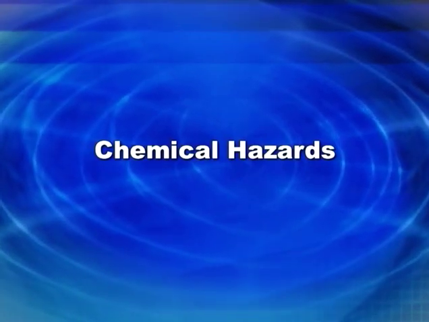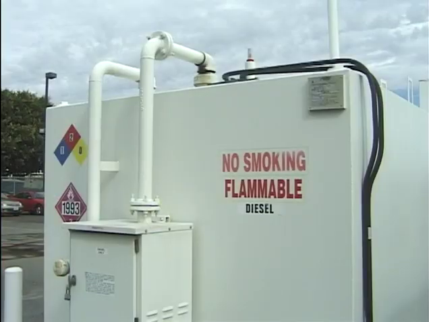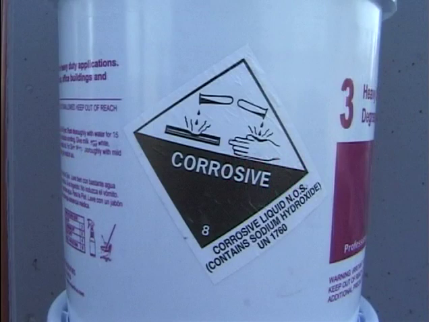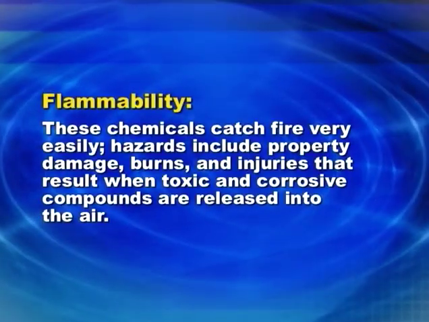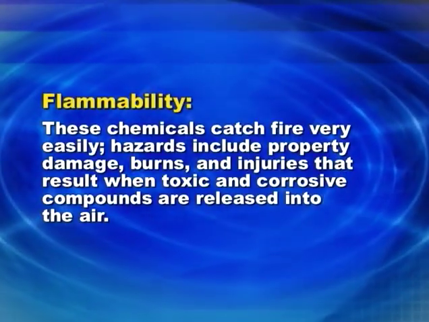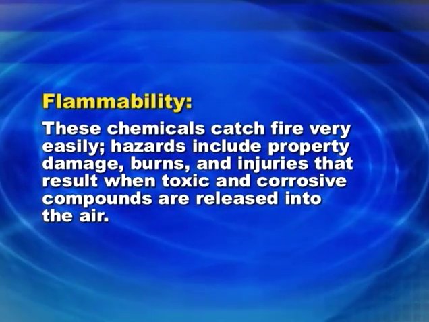Chemical hazards. Chemicals can cause serious injuries through physical or health hazards, such as fire or explosion, or burns or poisons. Many chemicals have inherent properties that make them very hazardous. They might include flammability. These chemicals catch fire very easily. Hazards include property damage, burns, and injuries that result when toxic and corrosive compounds are released into the air.